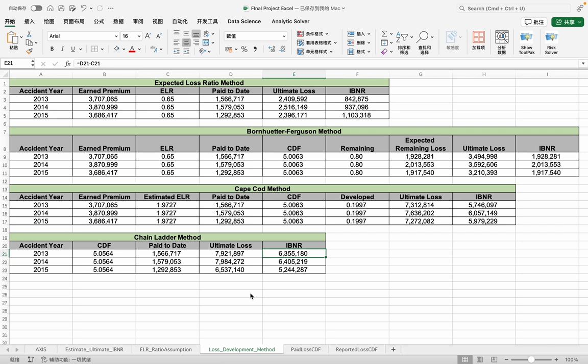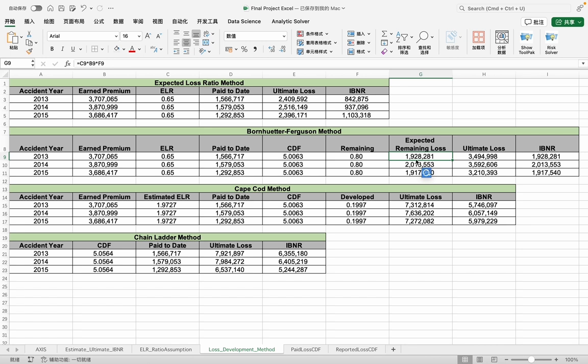This method depends entirely on the shape of the triangle and assumes past development will continue. Then we have the second method, the expected loss ratio method. Using a 65% ALR, I multiply it by earned premiums to get projected ultimate losses and then subtract the paid-to-date losses. The resulting IBNR ranged from $843,000 to $1.1 million. This method is simple and useful when triangle data is limited.